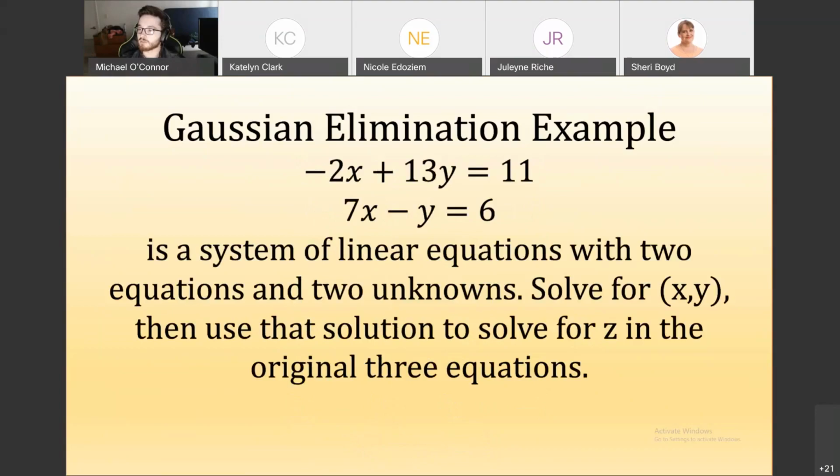And then this is just a system of linear equations with two equations and two unknowns. So again, you just solve for x, y, and then use that solution for x, y to solve for z in the original three equations. Does that make sense to everybody, how I got there? How I did that?